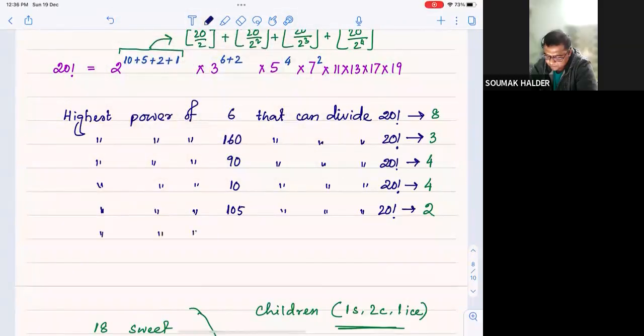Highest power of 46 that can divide 20 factorial.